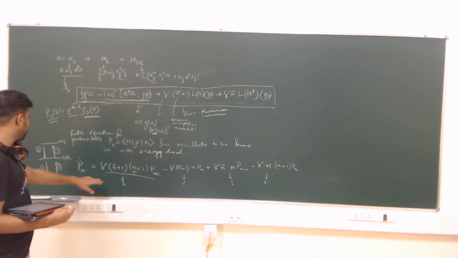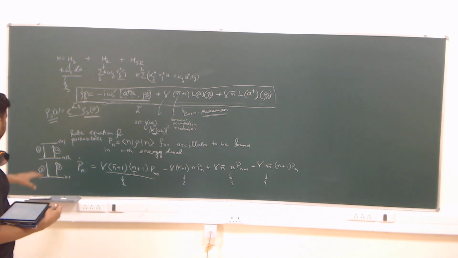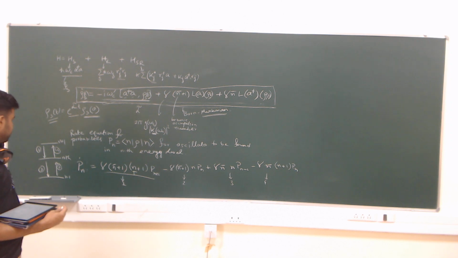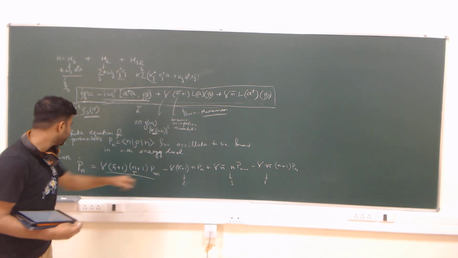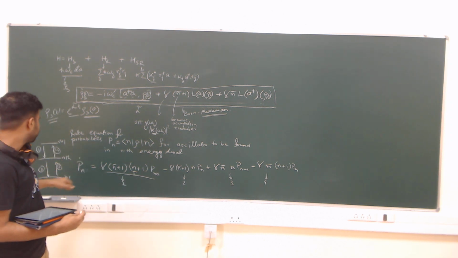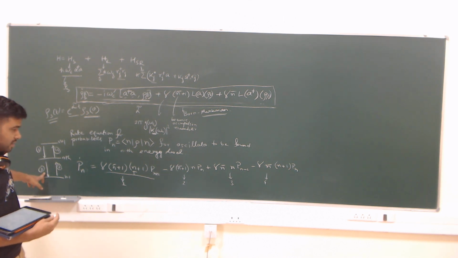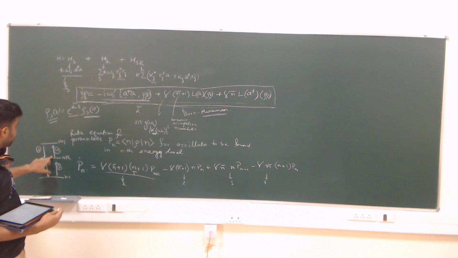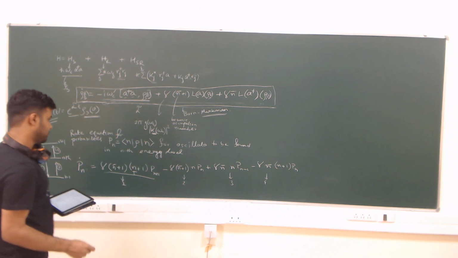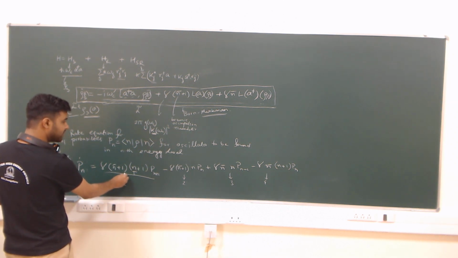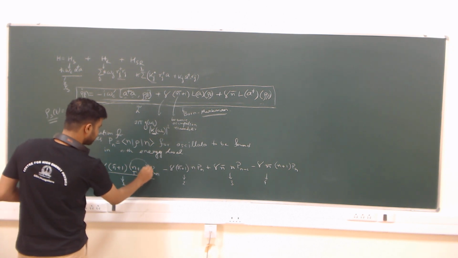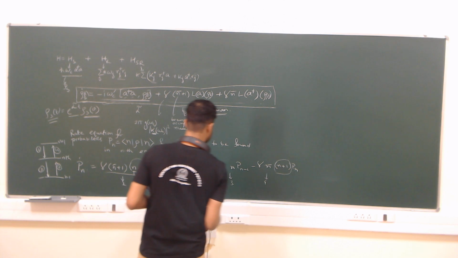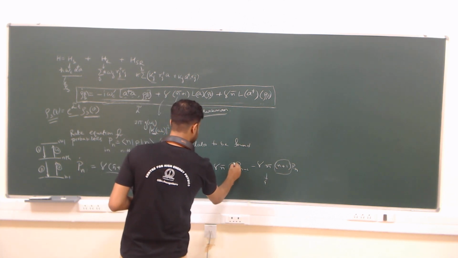This term gives me the rate for going from the n plus 1 level to the nth level. This term gives me the rate for n minus 1 to nth. The third term will give me n to n minus 1, and the fourth term will give me n to n plus 1. You can figure that out from whatever is multiplied here. The level where it is going can be found by these marks.